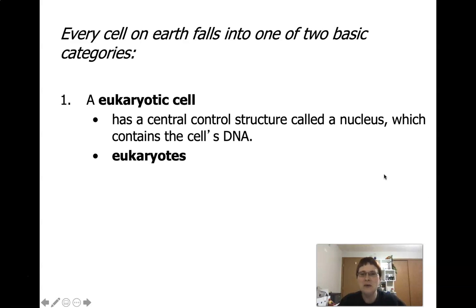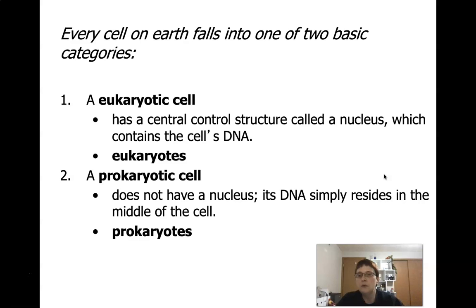So you're either going to be a eukaryotic cell, which is what we're made up of, and a eukaryotic cell has a nucleus, right? That central section of the cell that has the cell's DNA. And if you're a eukaryotic cell, you're a eukaryote. If you're made up of eukaryotic cells, like we are, we're multicellular, we're a eukaryote. So eukaryotic cells, they're going to have a nucleus.